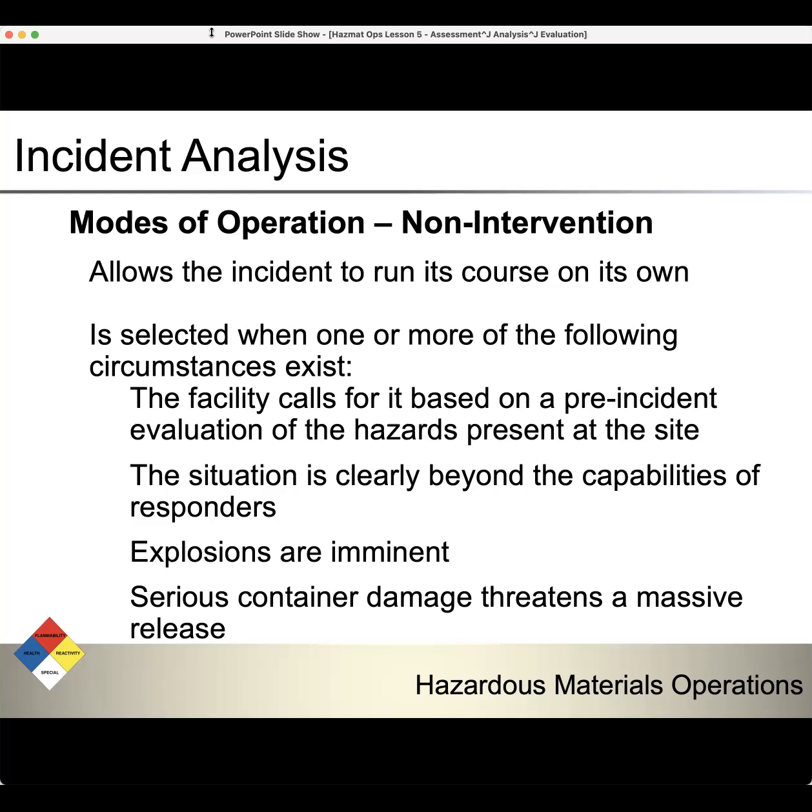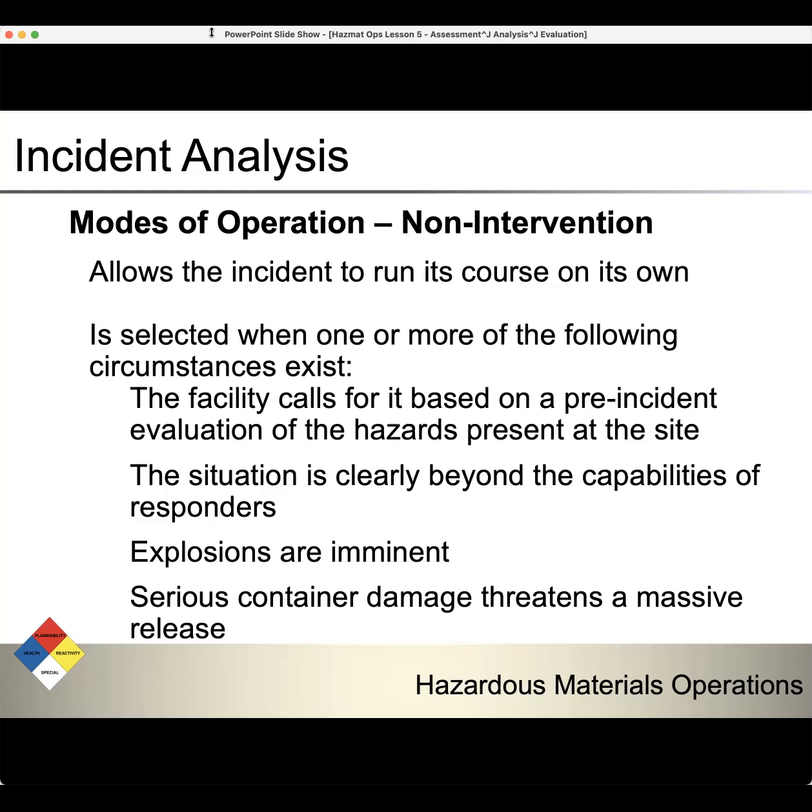Explosions are imminent, or serious container damage threatens a massive release. The point is, you are either not trained, you do not have the equipment or the personnel to be able to handle the situation safely and effectively, or no matter what you do, you're not going to change the outcome. It's still going to blow up. If you're confident that it's going to blow up, no matter what you do, then non-intervention is your mode of operation.